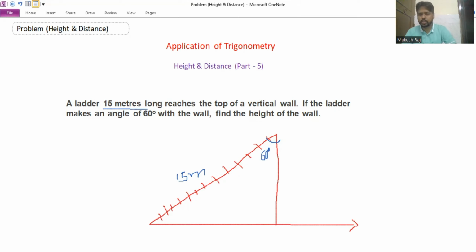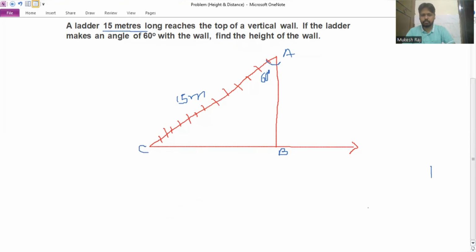The next step is to give the nomenclature, or mark the points with some representation, so it becomes easy to identify things. Let us assume that the top of the wall is marked as point A, the bottom of the wall is marked as B, and the point where the ladder touches the floor is point C. Now the question asks us to find the height of the wall, H. So how can we find it, because the angle of elevation is not given directly to us?